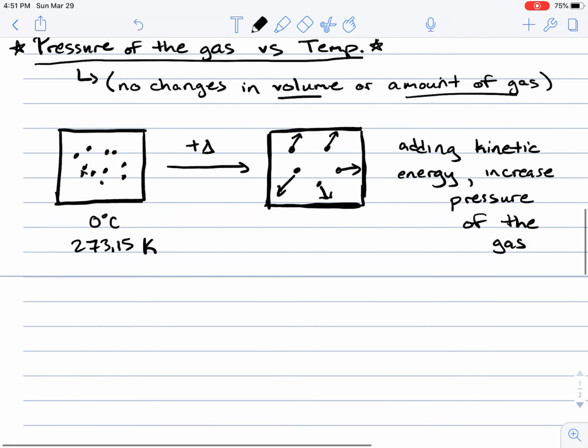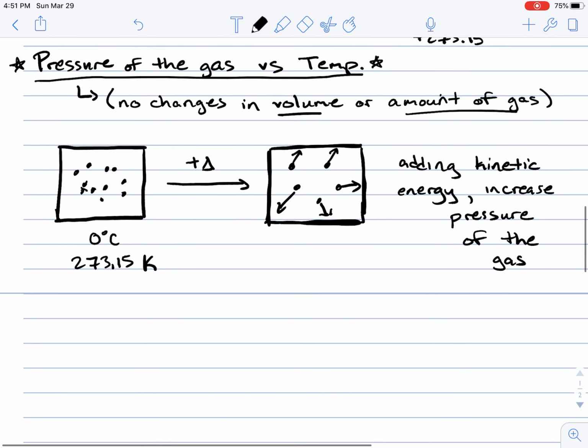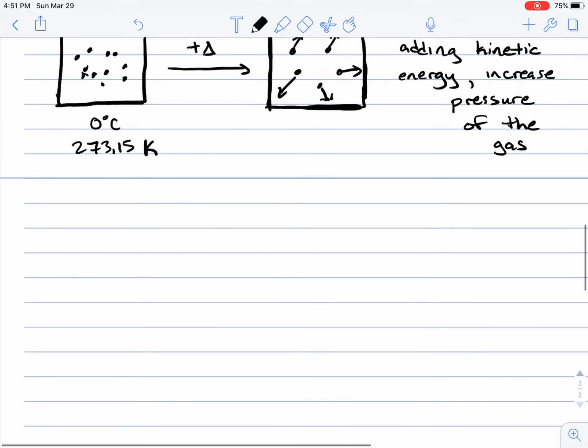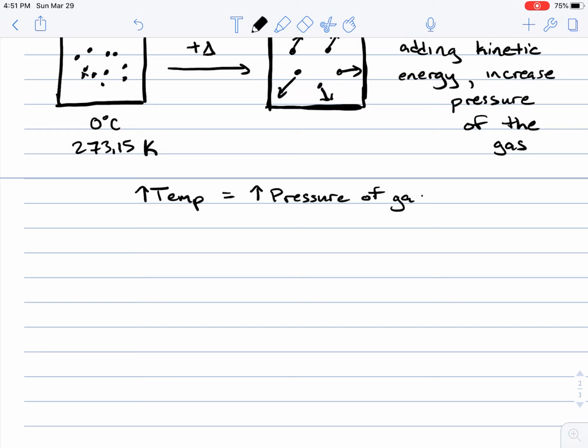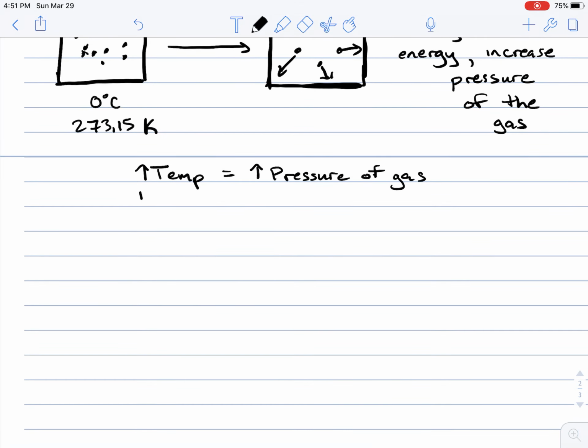And so, once again, very similar to volume and temperature, there's a proportional relationship between pressure and temperature, such that if you increase temperature, you increase the pressure of the gas. And if you decrease temperature, the pressure of the gas will drop. So it's going to decrease the pressure of the gas.